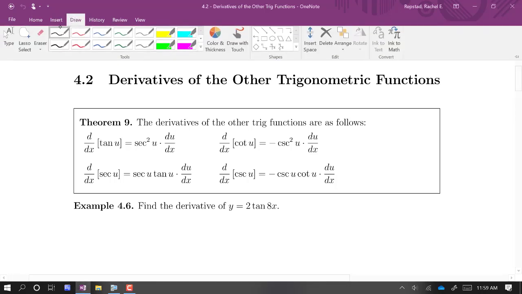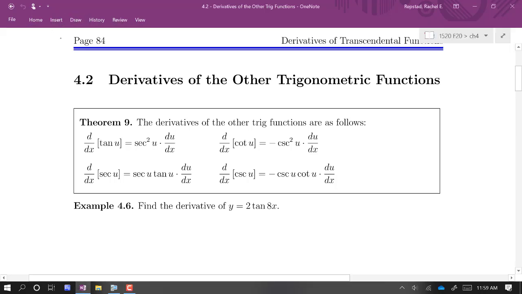All right, in this section we're going to learn how to find the derivatives of the other trig functions. In the last section we worked with these two formulas: the derivative with respect to x of sine u is cosine u times du/dx, and the derivative with respect to x of cosine u is negative sine u times du/dx. There are, of course, four other trig functions: tangent, cotangent, secant, and cosecant.